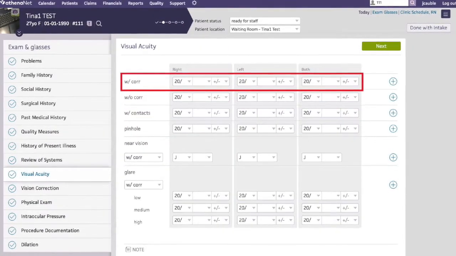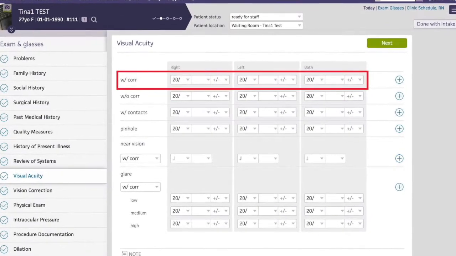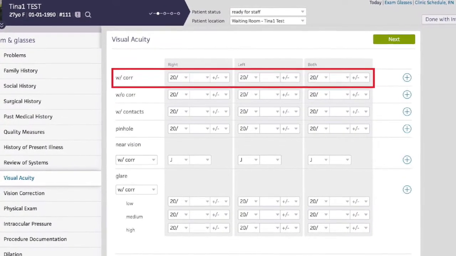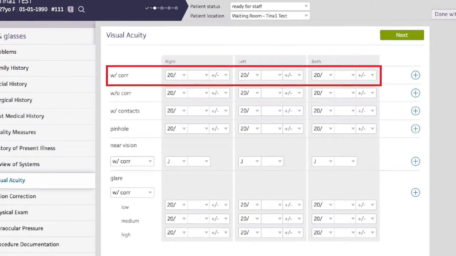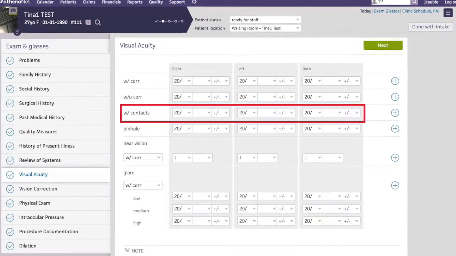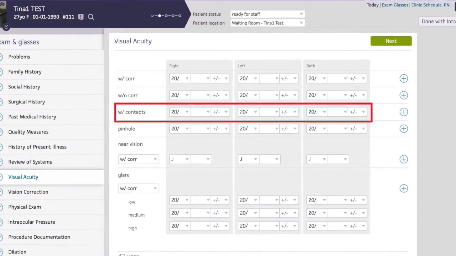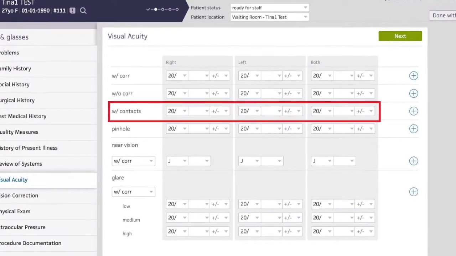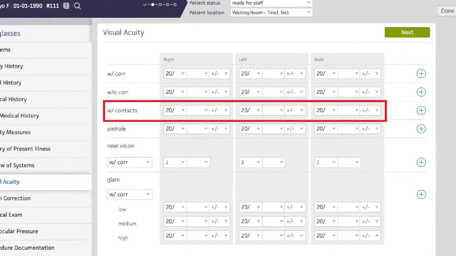If the patient is wearing glasses, check their visual acuity with their glasses on. You will fill in their result in the column marked CC, which stands for with correction. If they are wearing contacts, fill in the information in the column marked CCCL, which stands for contact correction.